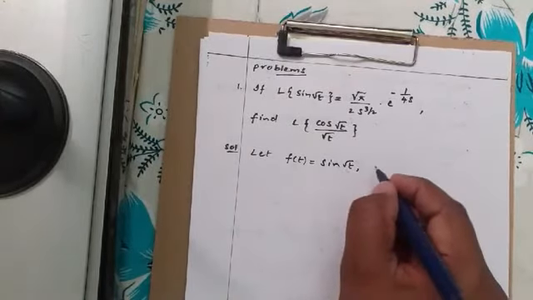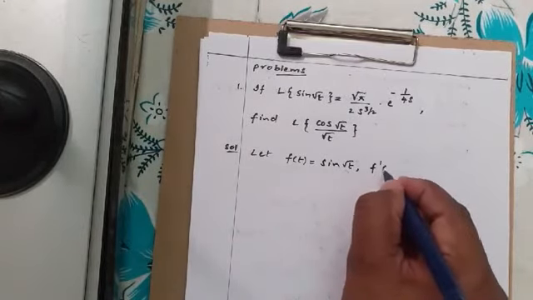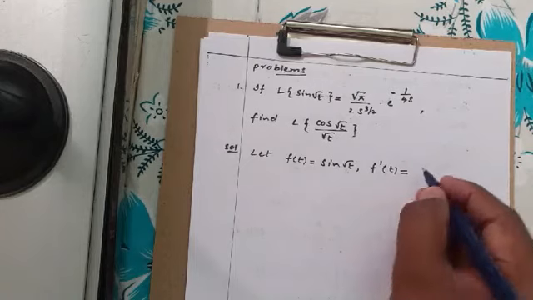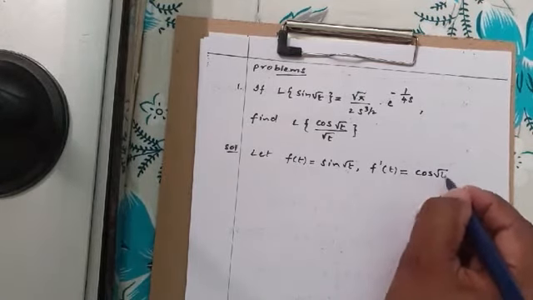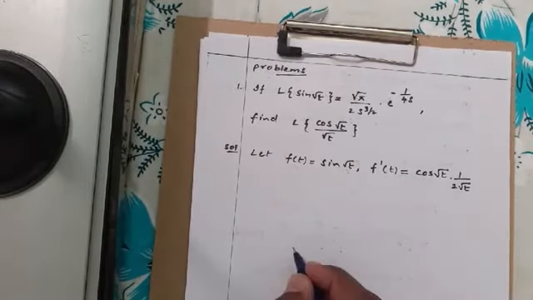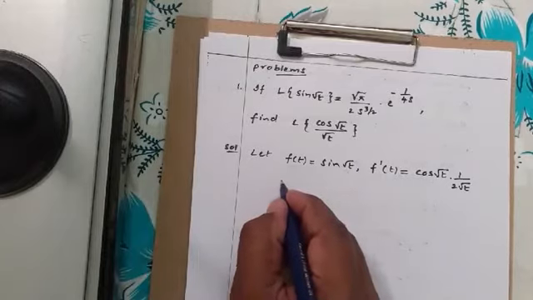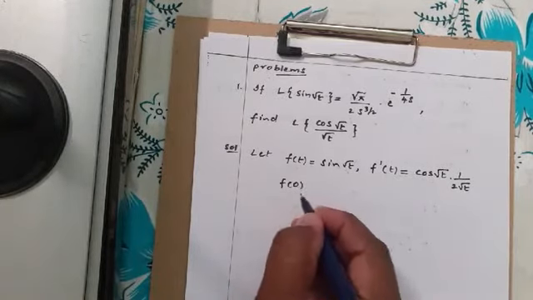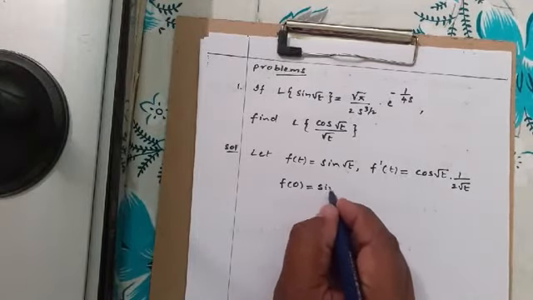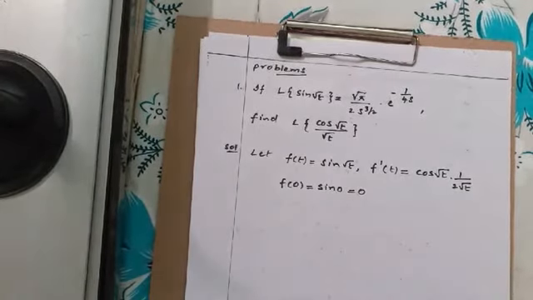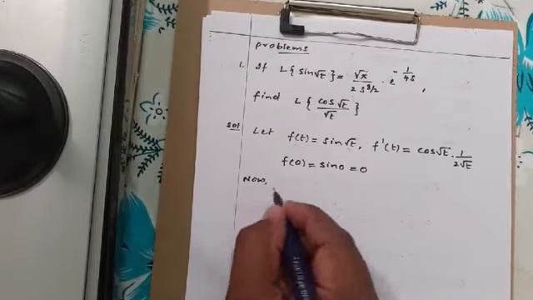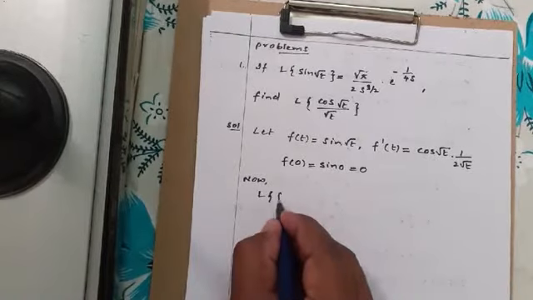Now we write f of t equals sine root t. If you differentiate f of t, that becomes f dash t equals, where you differentiate sine root t, that becomes cos root t. When you differentiate root t again, that becomes 1 upon 2 root t. Now where you substitute f of 0, that is, in the place of t put 0, then this is equal to sine 0. Sine 0 is equal to what? 0.